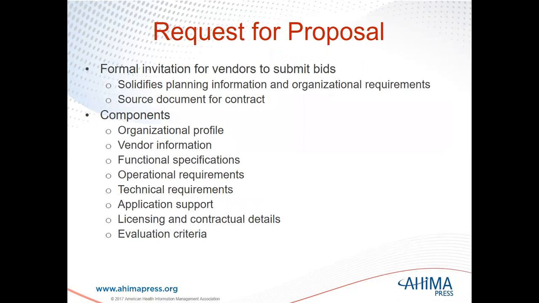So the request for proposal, which hopefully you all have had a course that addresses RFPs previously, but this kind of goes over the components of an RFP. So as it says here, it's a formal invitation for vendors to submit bids. And this document should address a lot of information, okay? It should address functional specifications, operational requirements, some of those things. And so this is one form of due diligence that you could use to evaluate a vendor, okay?